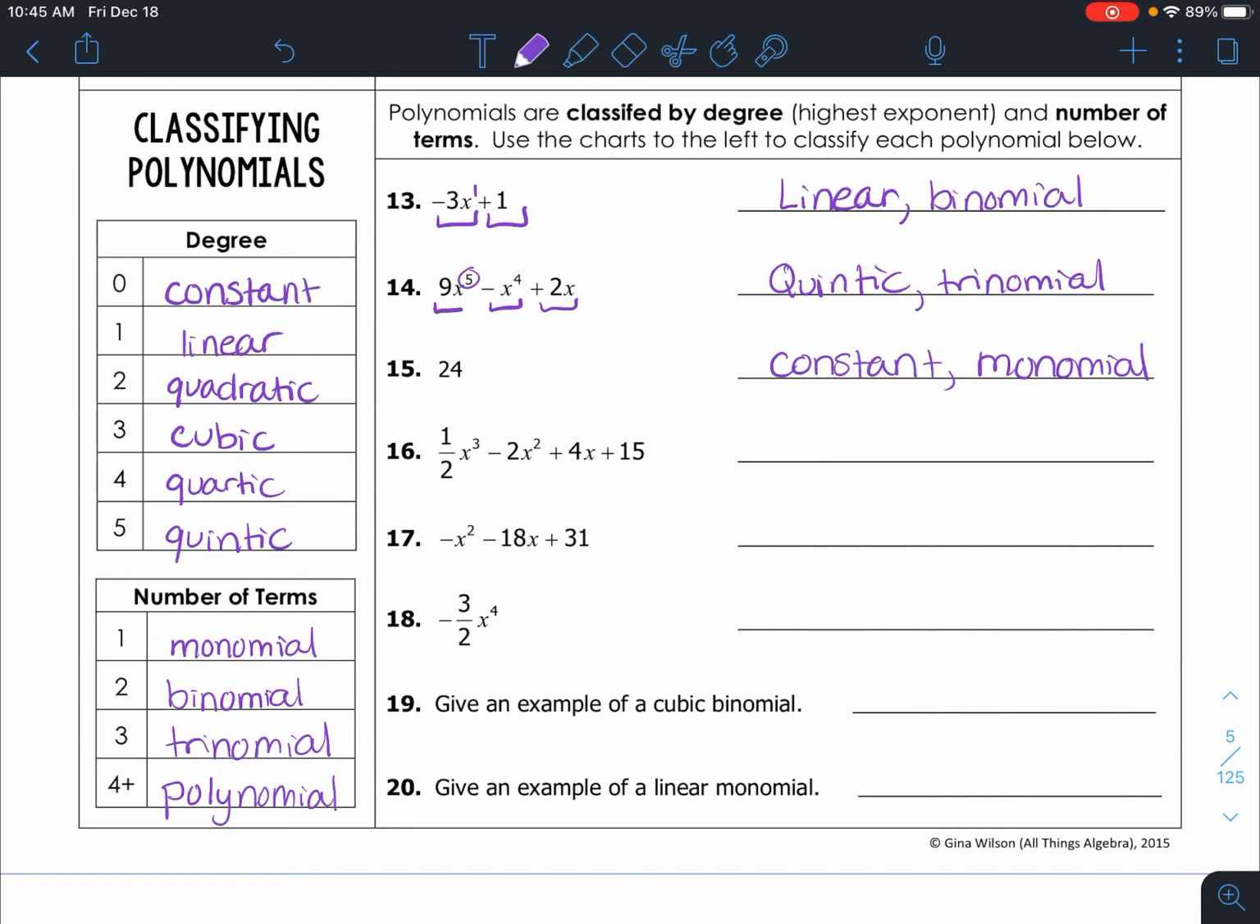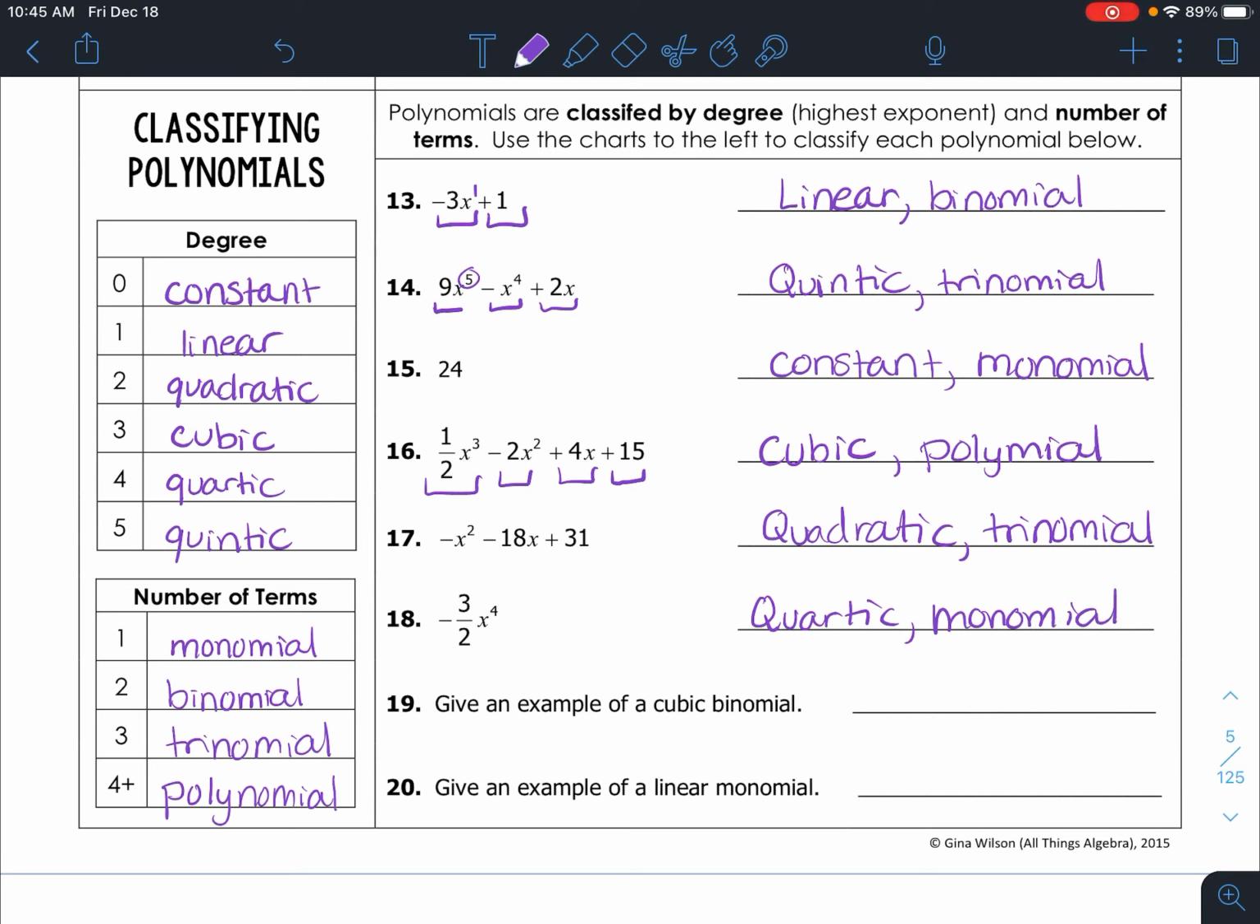Number 16, my highest degree is to the third, so it is a cubic. And I have 1, 2, 3, 4 terms, so it's a cubic polynomial. Okay. Number 17, my highest degree is squared, so it's a quadratic. And it has 3 terms, so it's a trinomial. Number 18 is to the 4th, so it's a quartic. 1 term is a monomial.